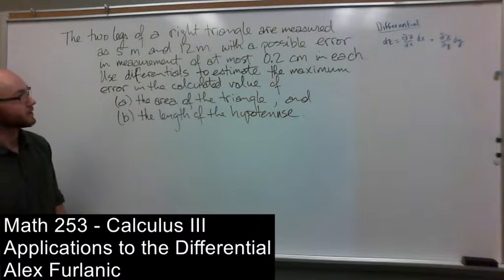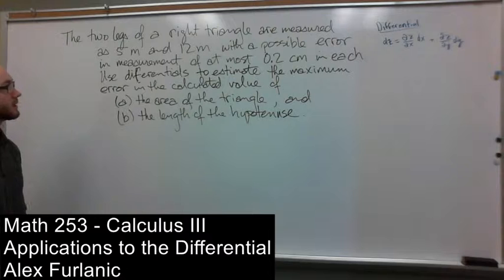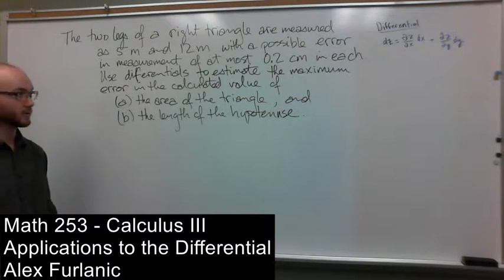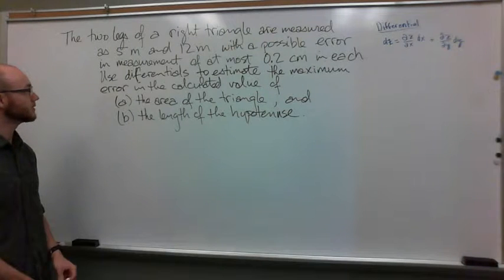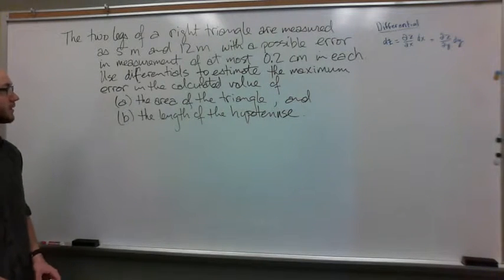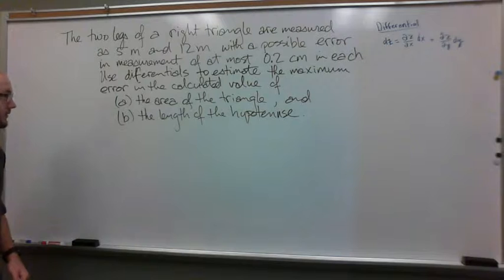The two legs of a right triangle are measured as 5 meters and 12 meters, with a possible error in measurement of at most 0.2 centimeters in each. Use the differentials to estimate the maximum error in the calculated value of A, the area of the triangle, and B, the length of the hypotenuse. Okay, so what are our knowns?